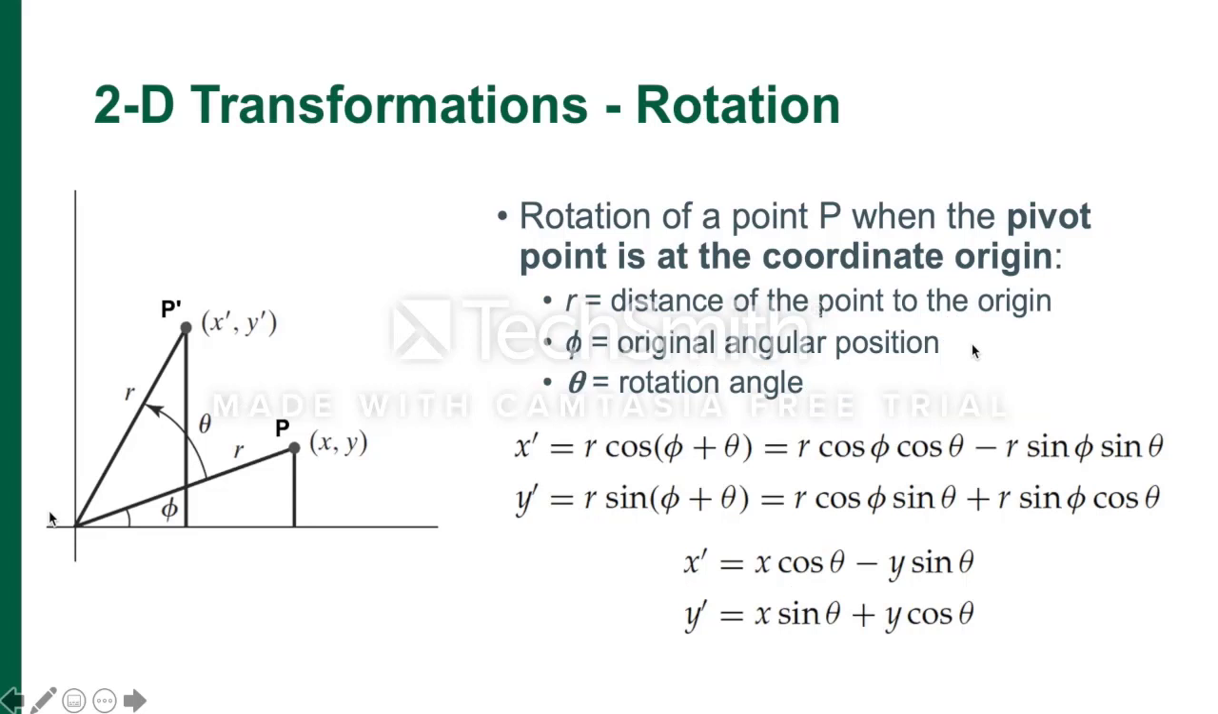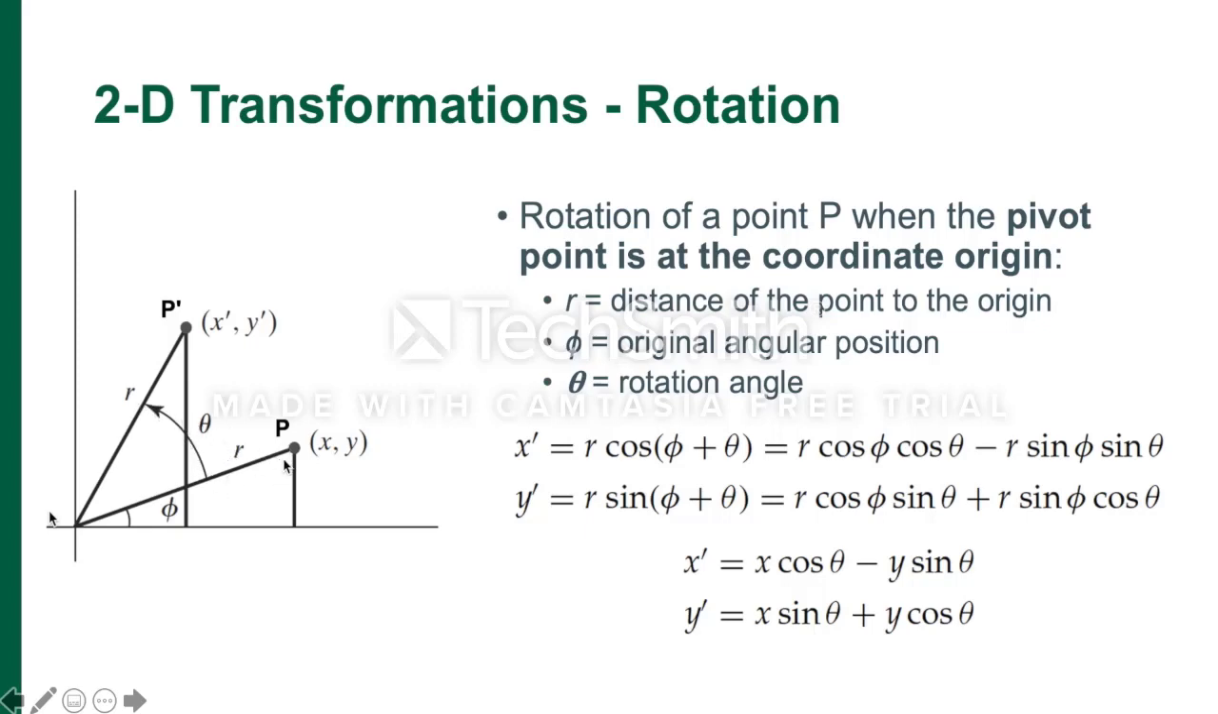The rotation of a point when the pivot point is at the coordinate origin can be represented by the following variables. R is the distance of the original point to the origin. Phi is the original angular position. We can see this here in the picture. This is the original P, and this is the original angular position of this point P. And theta is the rotation angle, the desired rotation.